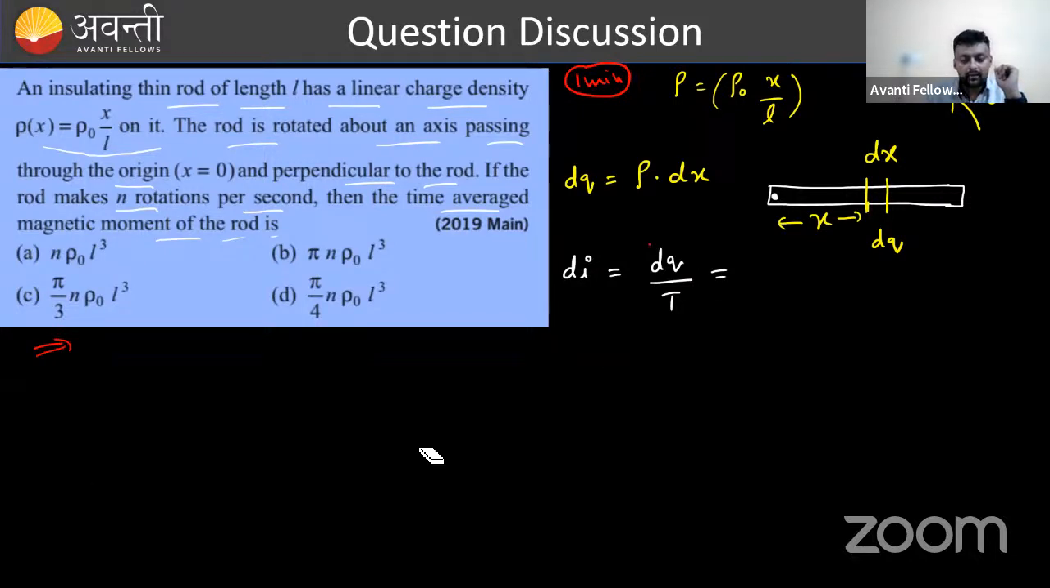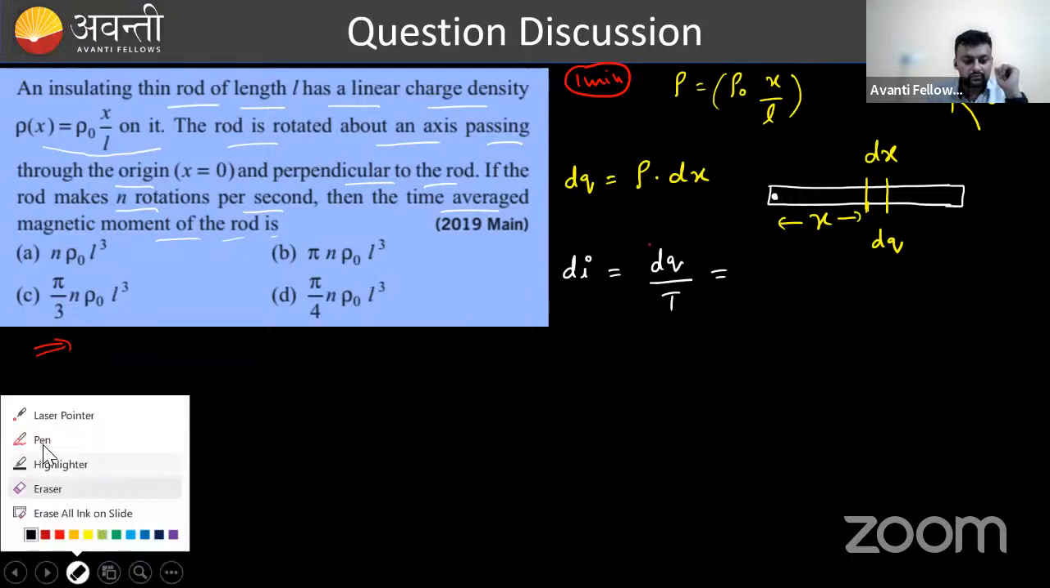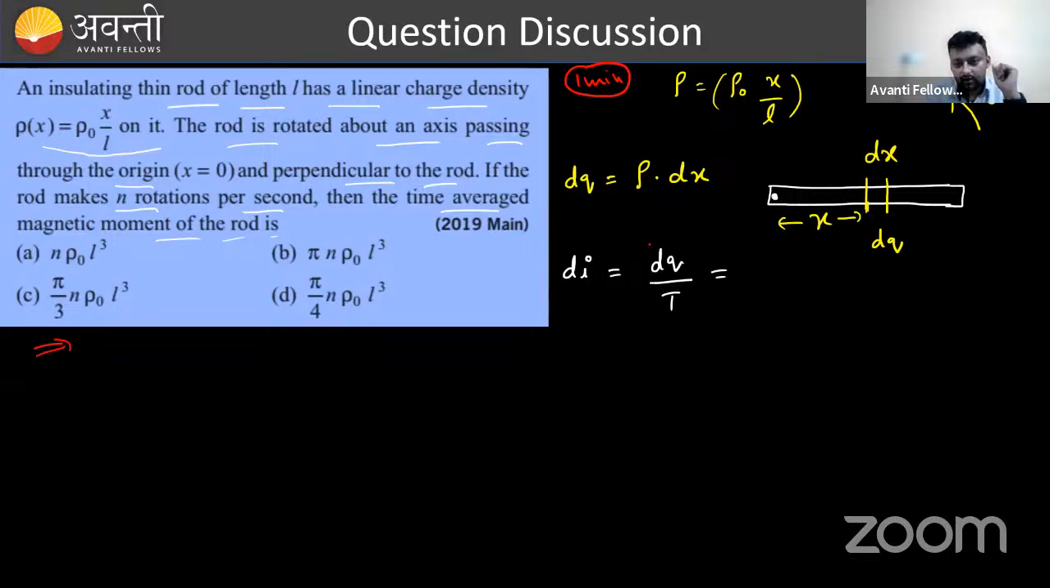dq is what? Rho into dx. This is dq. Can you see that this is 1 over T, and 1 over time period is nothing but frequency, and frequency is given as n rotations per second. So this is frequency multiplied by n. This is the current formed in this loop. Clear? Now the value of rho you can also place.